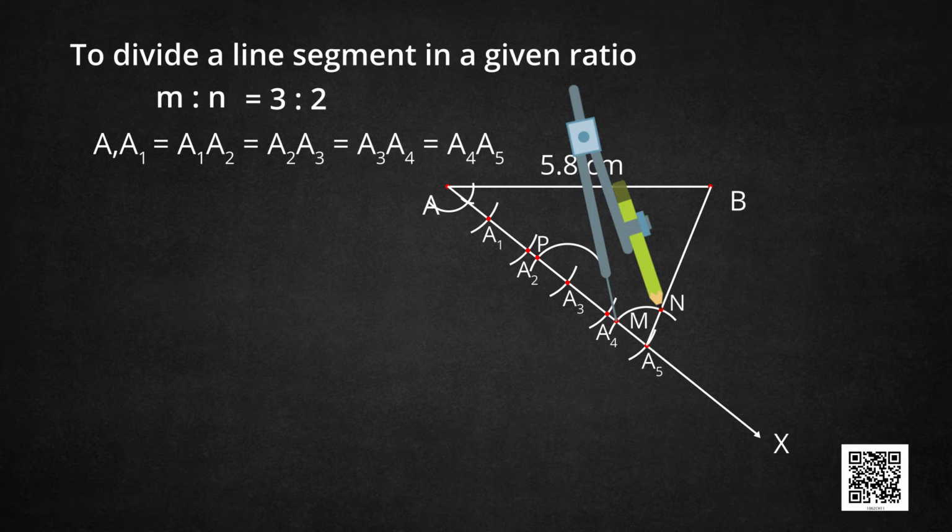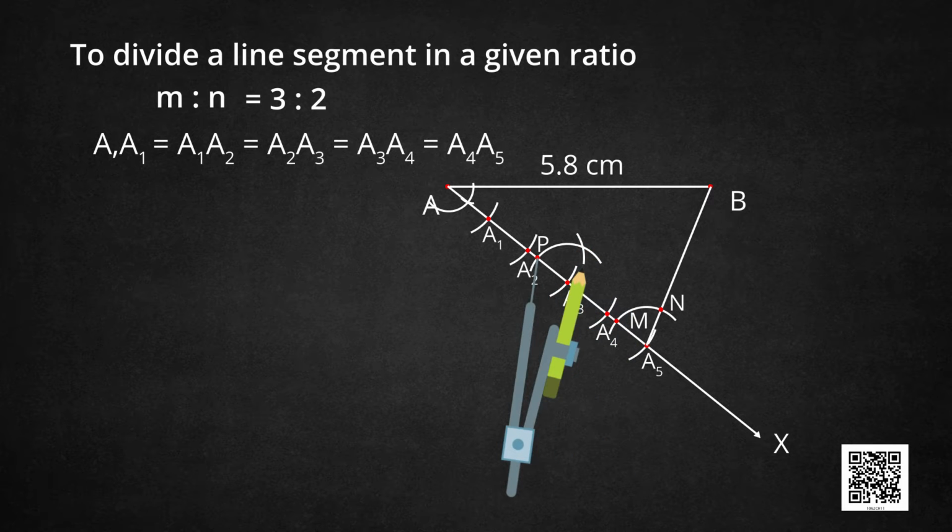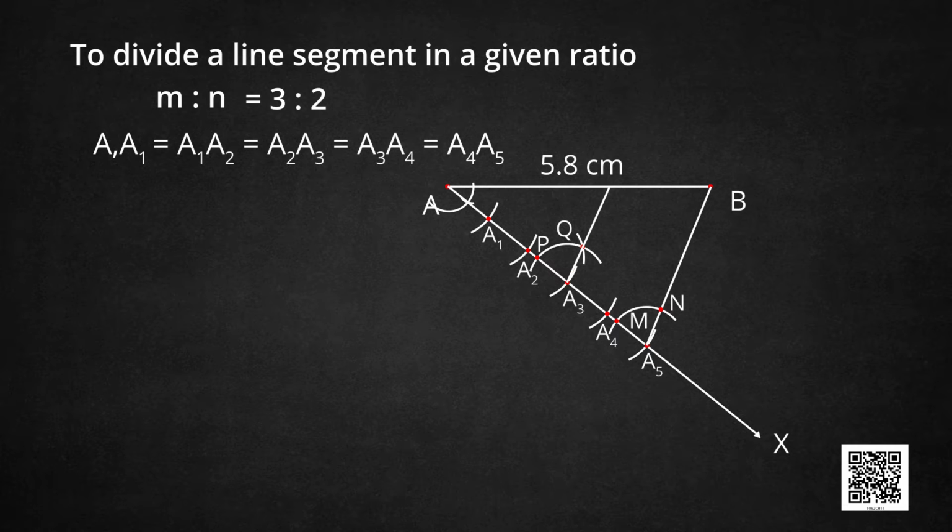Now with the same radius, keep the tip of the compass at point P and draw an arc which cuts the previous arc at a point. Let the point be Q. Join A3Q and extend it to meet AB at point C. Children, do you notice that A3C is parallel to A5B?